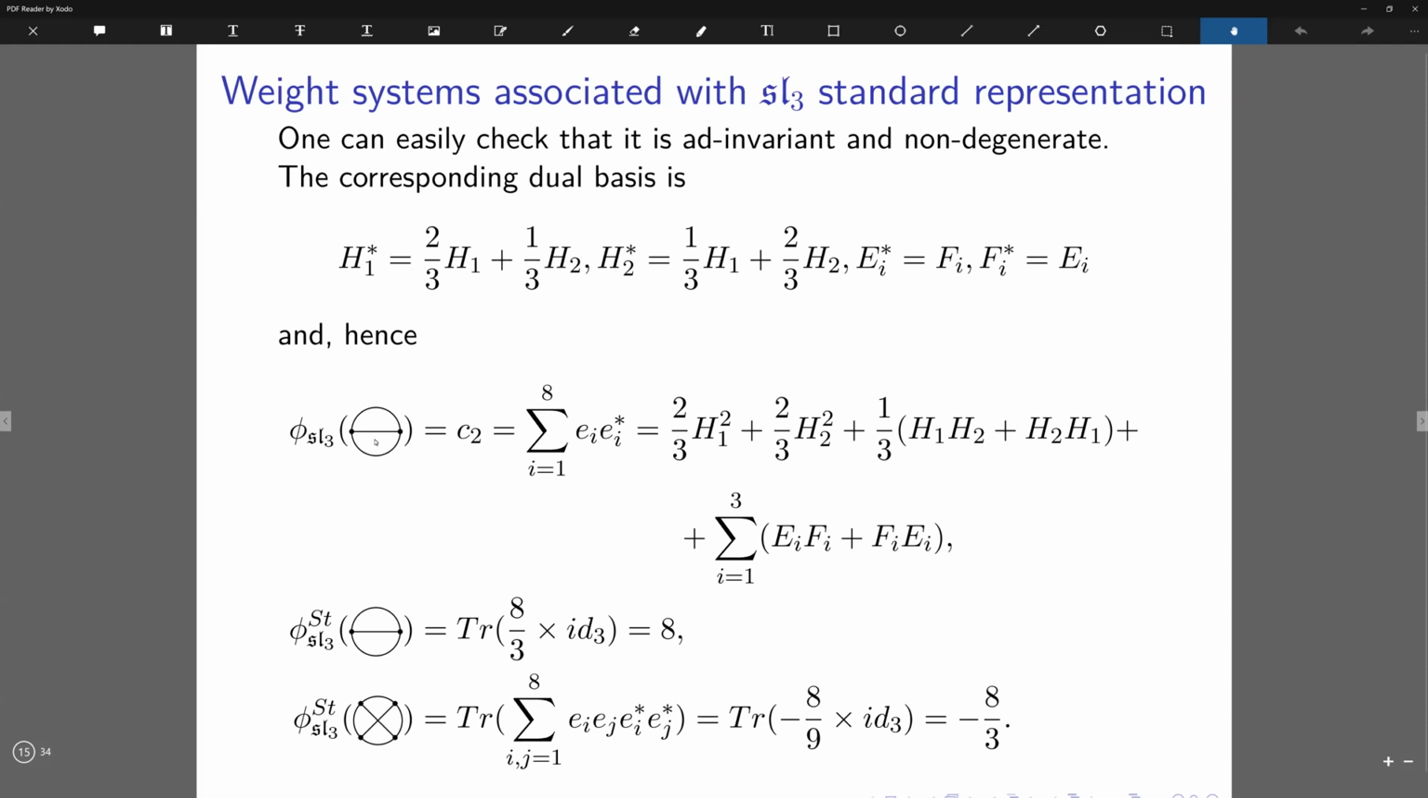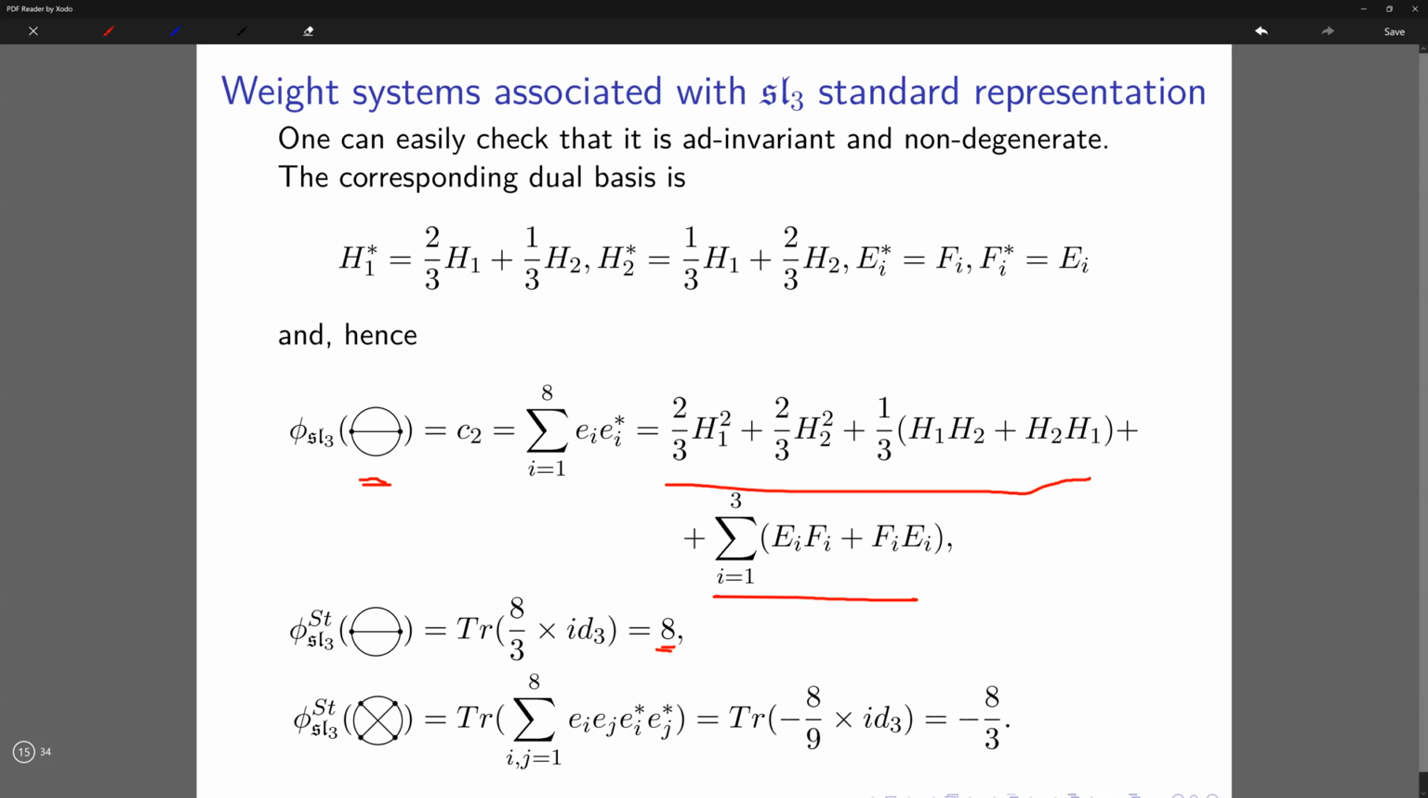So first thing is just for the chord diagram with only one isolated chord. The value is exactly the degree 2 Casimir invariant C2, which has the formula like this. And then we can calculate under the standard representation. So the weight system under the standard representation is 8, which means that C2 under the standard representation takes value 8/3. And this is an example for a chord diagram with 2 chords. The value is minus 8/3.